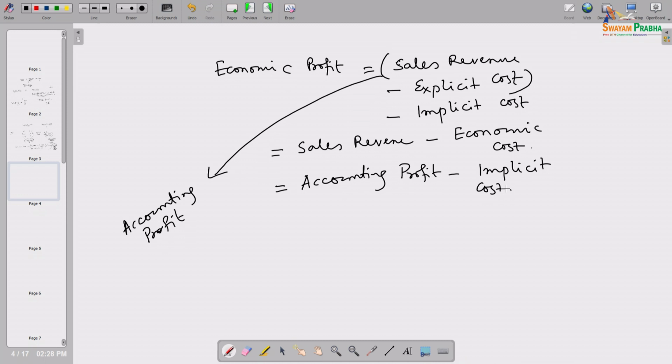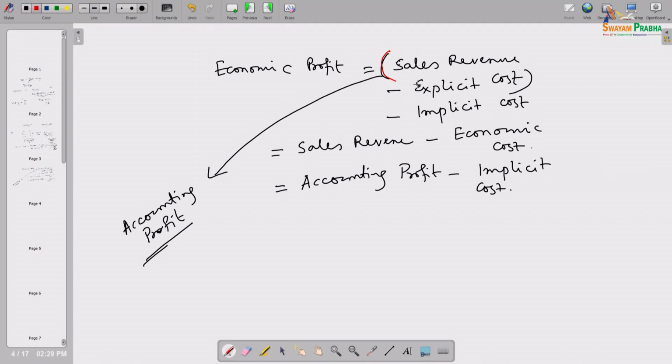So, when we are talking about the cost of production of a firm, of a producer or of an entrepreneur, you have to consider only economic cost. And when we are talking about the profit of that producer or entrepreneur, that is also economic profit, not accounting profit. But you know what accounting profit is: sales revenue minus explicit cost. So, accounting profit is basically this red colored bracketed thing. Okay. So, that is the thing.